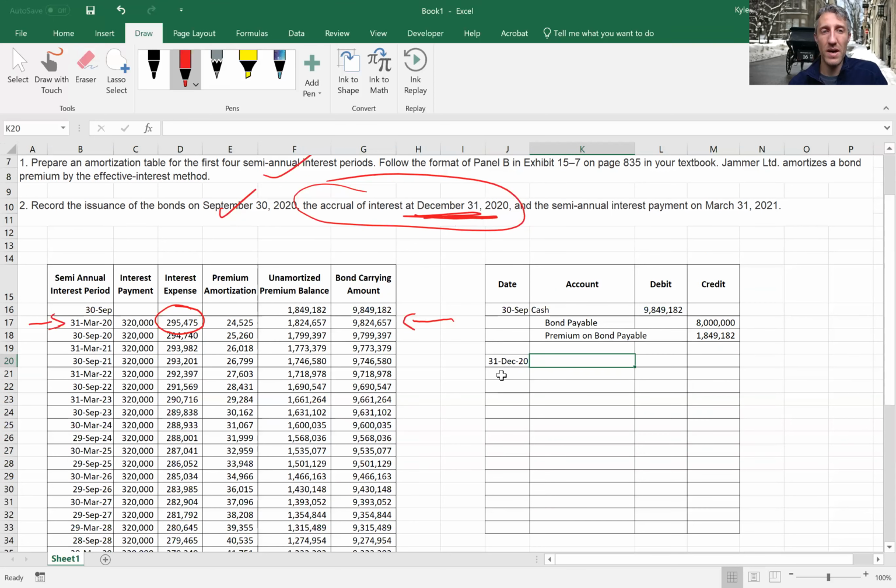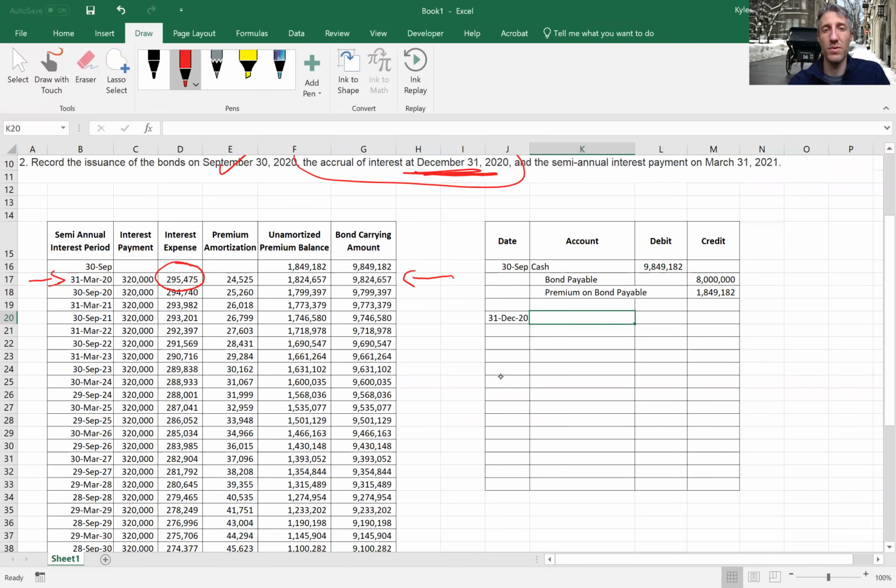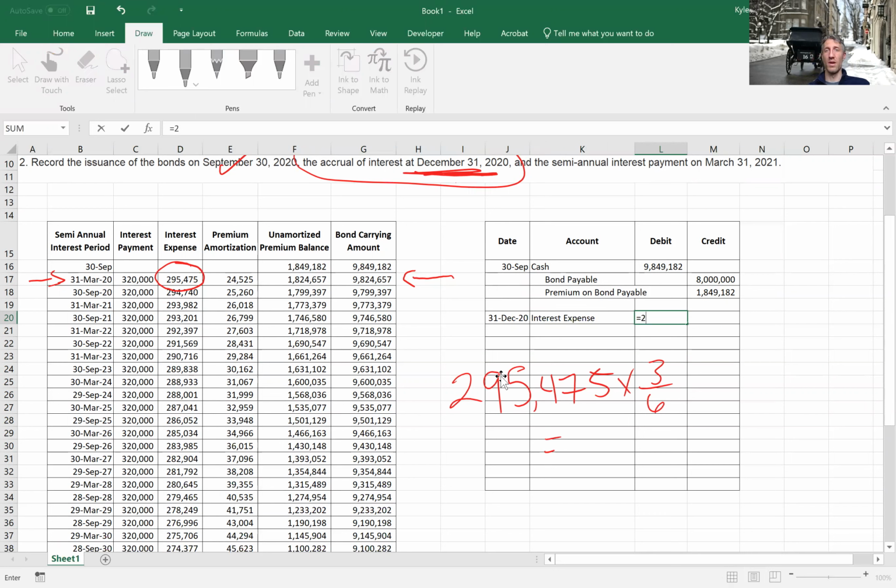So they need to set up an accrual in order to do that. So if 295,475 is 6 months worth of interest, to prorate that or reduce it to only 3 months, we're going to multiply that by 3 out of the 6 months, and that's the amount of interest expense that they're going to accrue and need to do an adjusting entry for at the end of December. So 147,738.